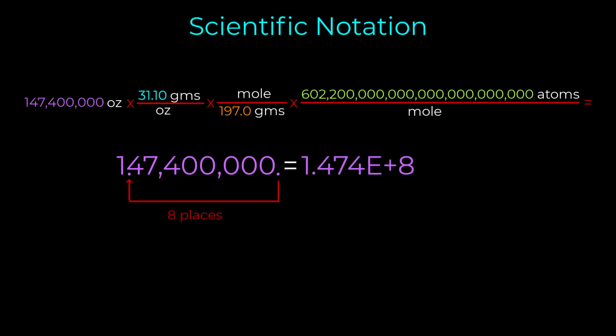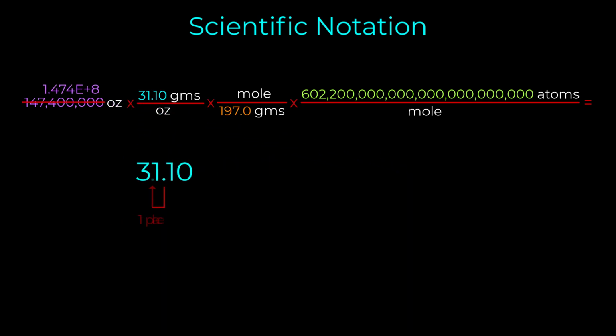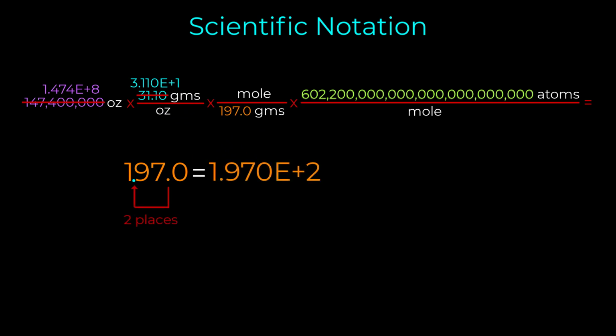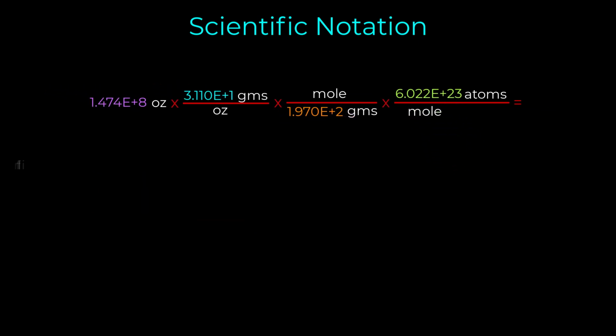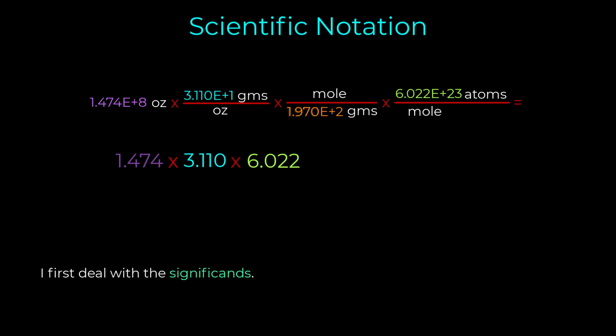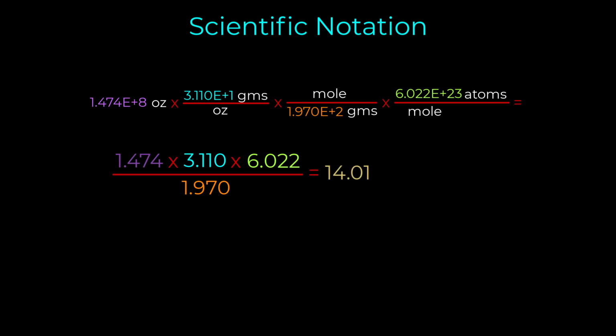147,400,000 is 1.474 times 10 to the 8th power. 31.10 grams is 3.110 times 10 to the 1st power. 197.0 is 1.970 times 10 to the 2nd power. As previously stated, Avogadro's number is 6.022 times 10 to the 23rd power. I first deal with the significands. 1.474 times 3.110 times 6.022 divided by 1.970 gives me 14.01, rounded to 4 digits.